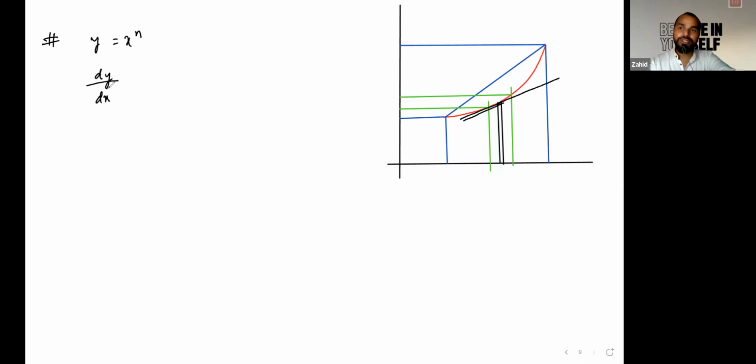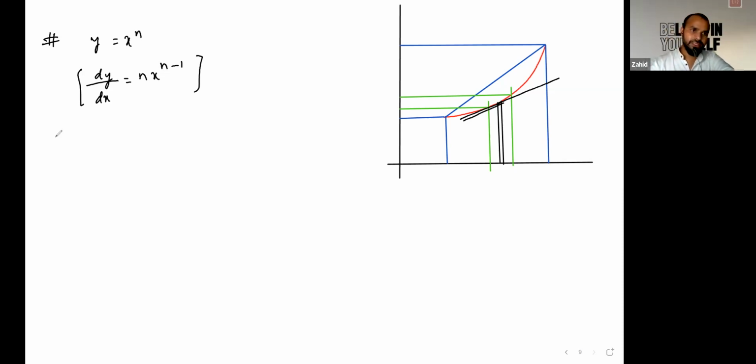It is not just a ratio, it is a respective measurement of one coordinate with the change in measurement of another. So it will bring the exponent down as the coefficient, n times x, and reduce the exponent by 1. This is your first formula related to differentiation. Okay.